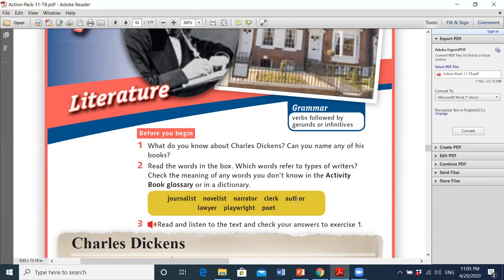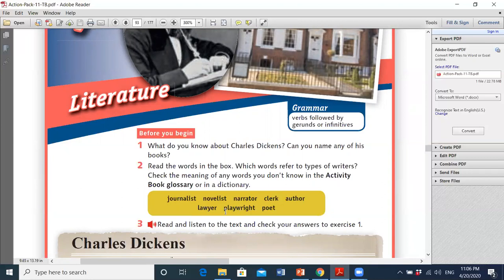An author is a writer. An author is a type of writer. So up until now, we have journalist, we have novelist, and we have author. We also have the word lawyer. You know lawyers? Lawyers are people who defend people in court. They try to prove that they are guilty or innocent. And you've probably seen lots of lawyers in movies. A lawyer is not a type of writer.